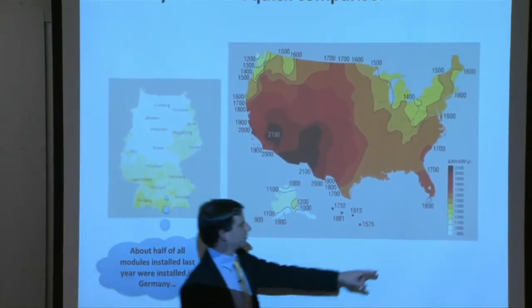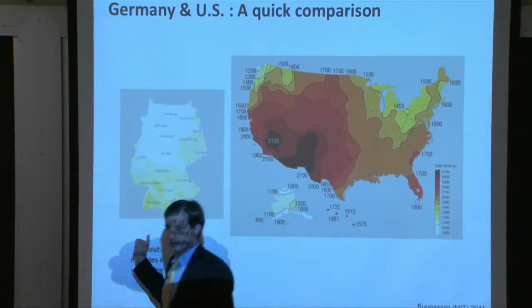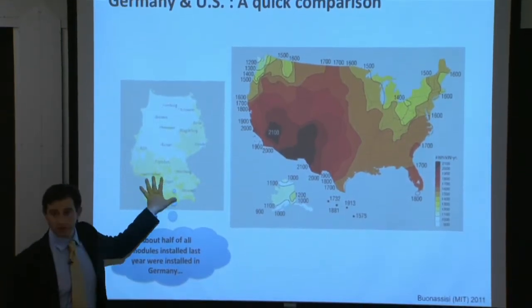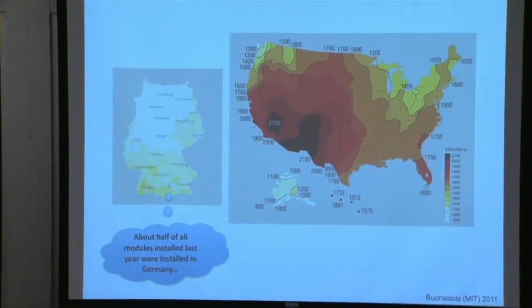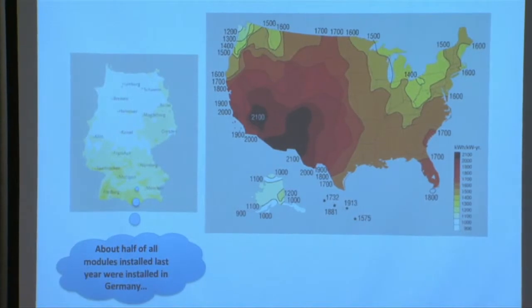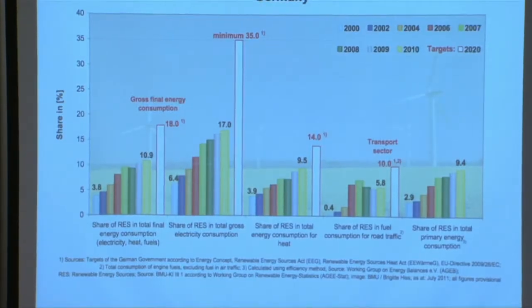And this is the insolation comparison, again, between Germany and the United States. Same scale over here. A lot less solar resource in Germany, even than in the northeastern part of the United States. Yet there was about half of all solar panels installed here last year. Why? Well, first off is high electricity prices. Secondly, there is a feed-in tariff that gives an incentive for solar to be installed in the grid.